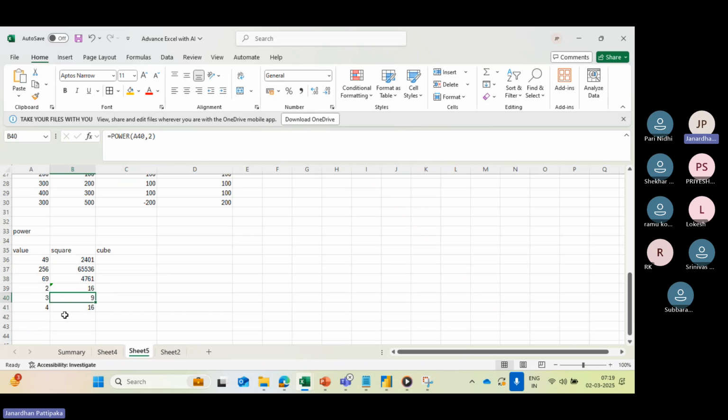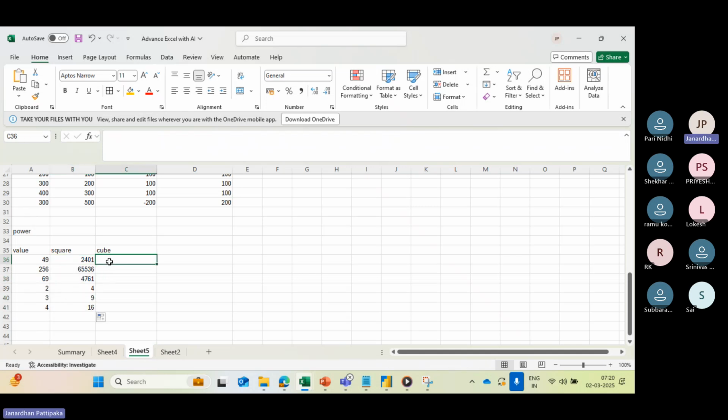Here 3 to the power of 3, same: 3 times 3 is 9, 9 times 3 is 27. So you just give the value and mention the power, and finally you will get the output. See, 3 to the power of 3 is 27. So this is called square root. In the square root, you mention a formula like 2, and if you drag it down, you will be able to find the squares.